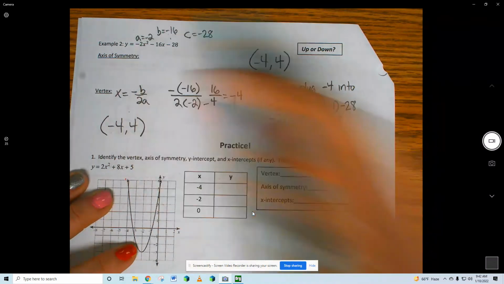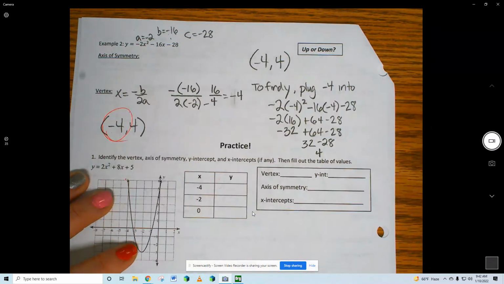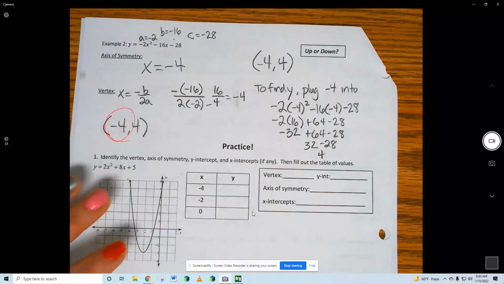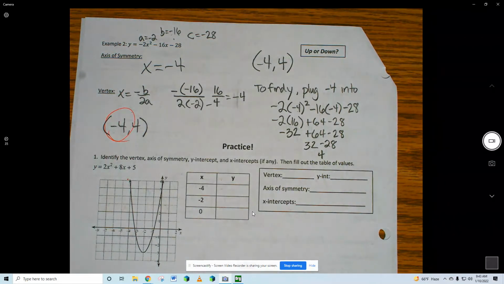My axis of symmetry is the first number in my vertex, the x value, and I put x equals in front of it. So we're focusing today on axis of symmetry and the vertex.